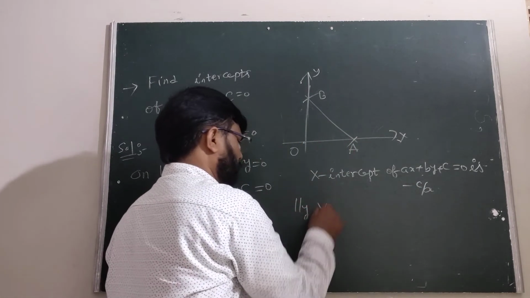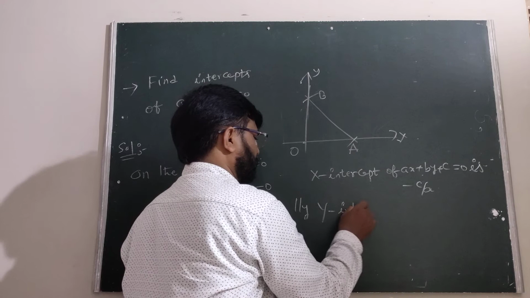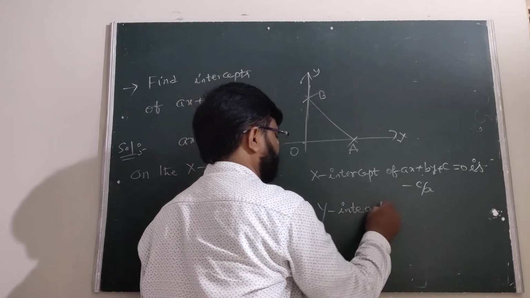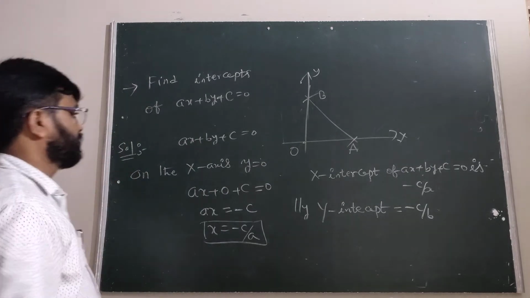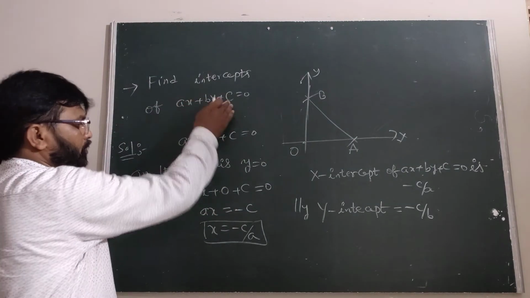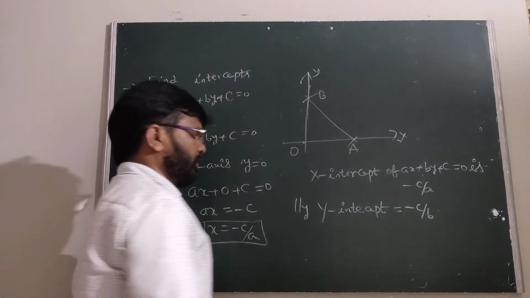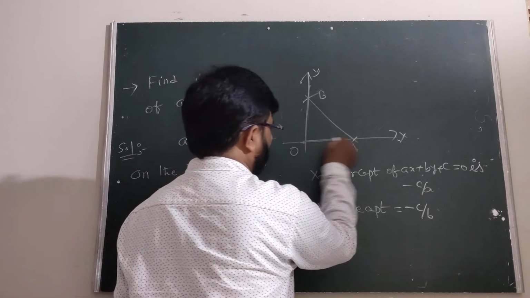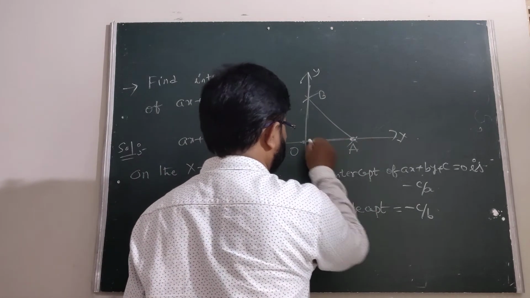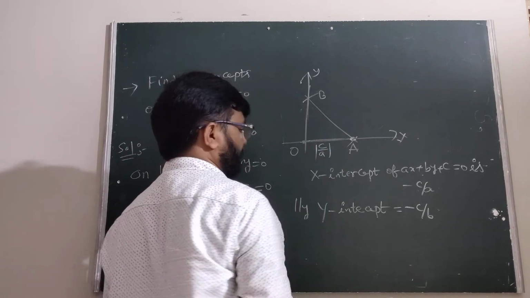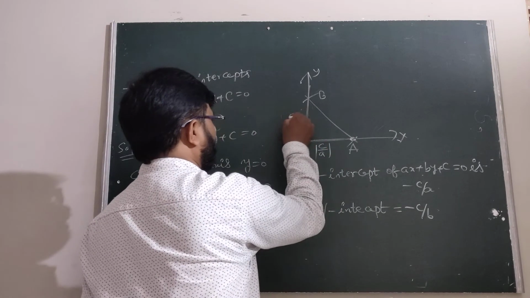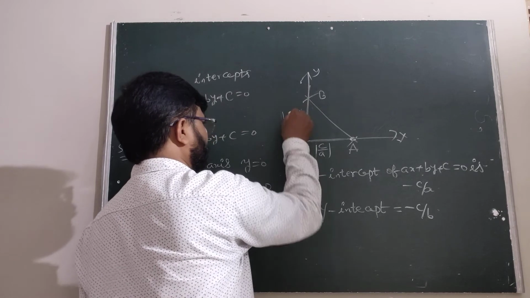Similarly, the y-intercept is minus c by b. The y-intercept means x is 0, and this is minus c by b. This is the length. We can take this as the x-intercept. The length is modulus of c by a. Its length is modulus of c by b.